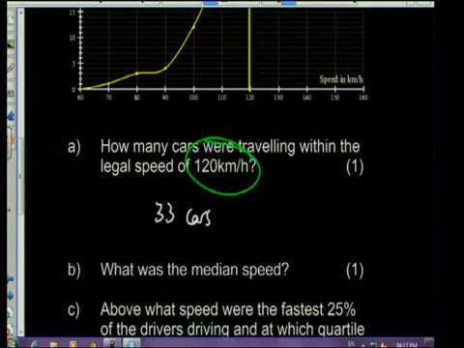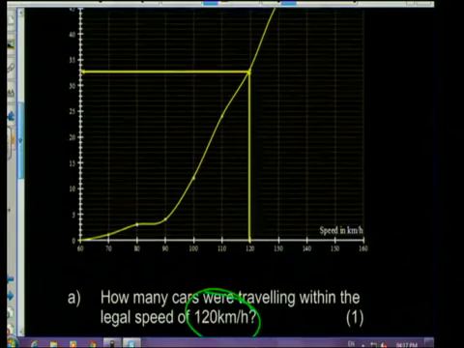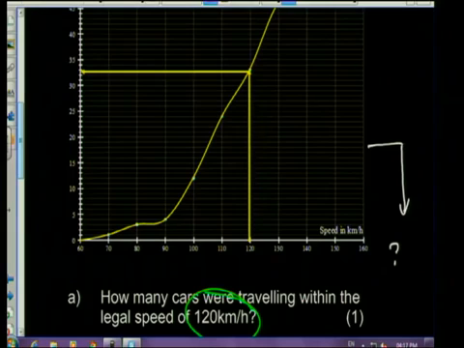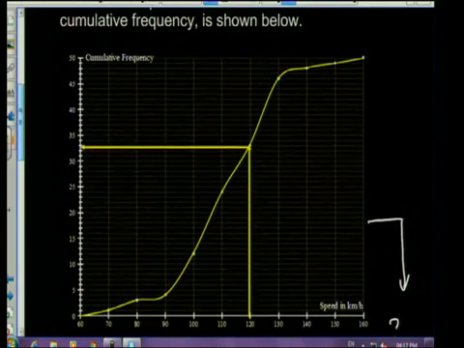Then it says, what was the median speed? So now I'm going to go and read off my graph again. So if I'm trying to find out what a speed is, it means I've got to read from the y to come back down to the x. So the median speed, if I've got 55 cars, I'm going to try and find out roughly where I'm going to read off. Let me just see, was it 55? No, it's 50 cars, my apologies.